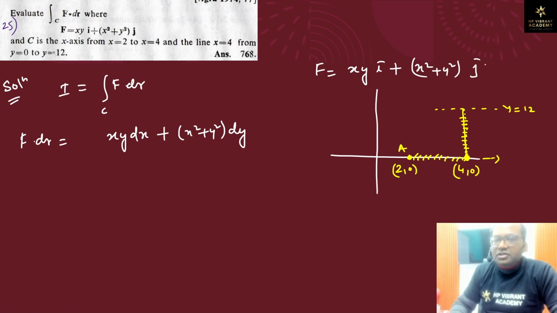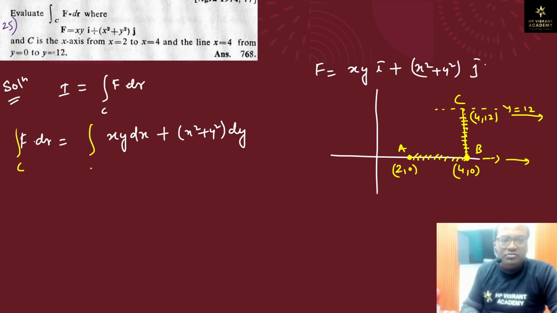Let us name these A, B, and this is C. This is (4, 0), and this is (4, 12). So y is equal to 0 is this line, and y is equal to 12 is this line. So along the curve A, B, and C we have to evaluate the integral. This we can break as the integral of F dot dr along the curve C is equal to along AB plus along BC of xy dx plus (x square plus y square) into dy.